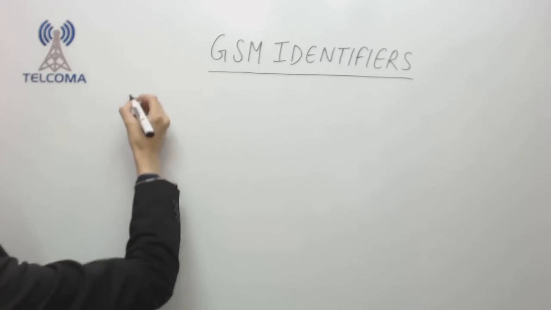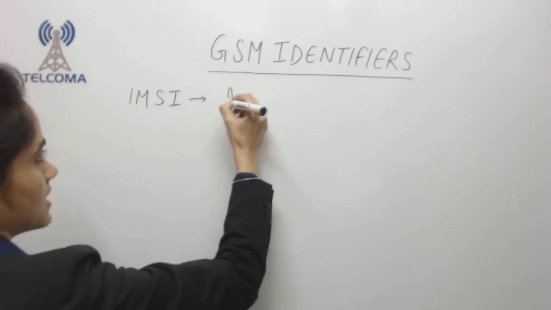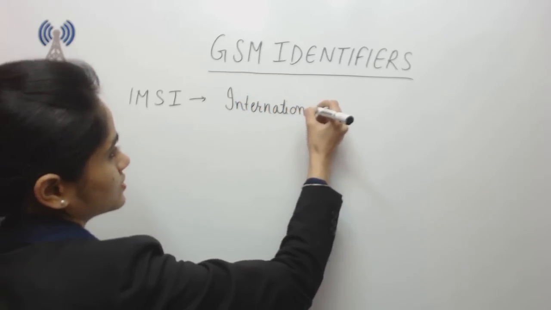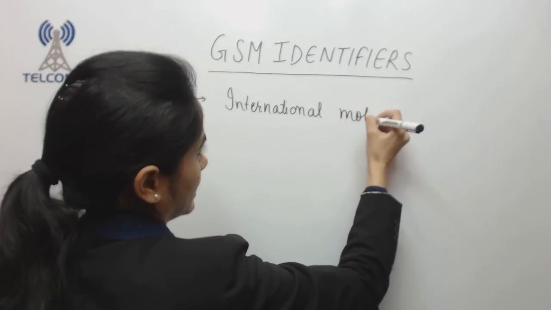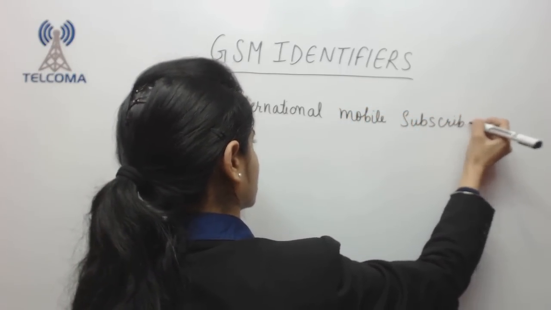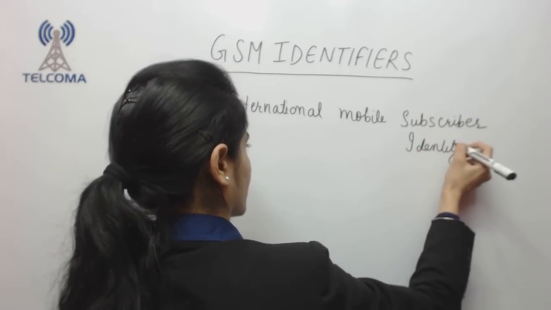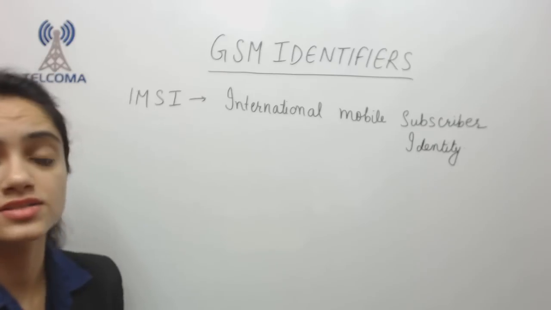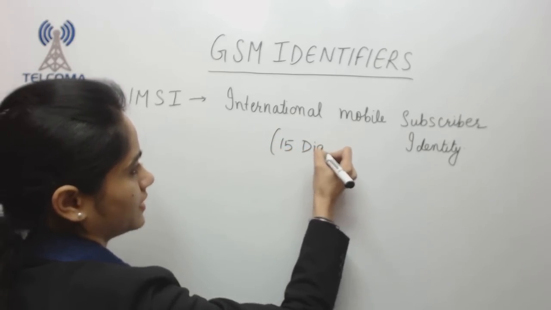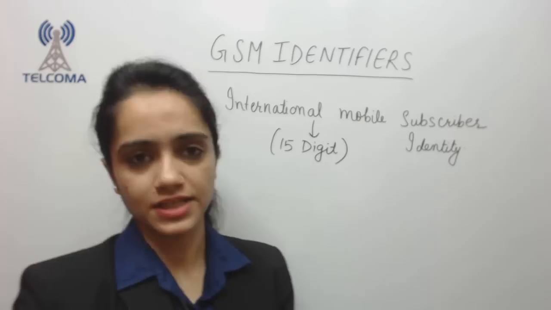Next identifier we have is IMSI. IMSI stands for International Mobile Subscriber Identity. Now this IMSI number is of 15 digits.